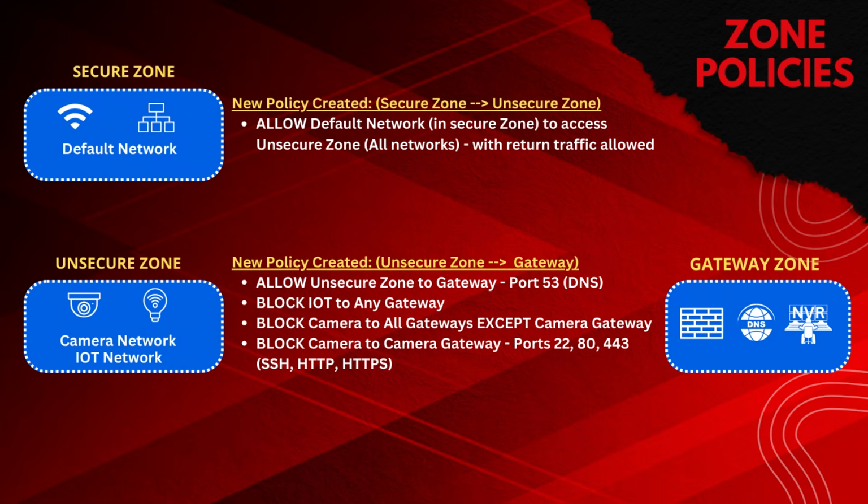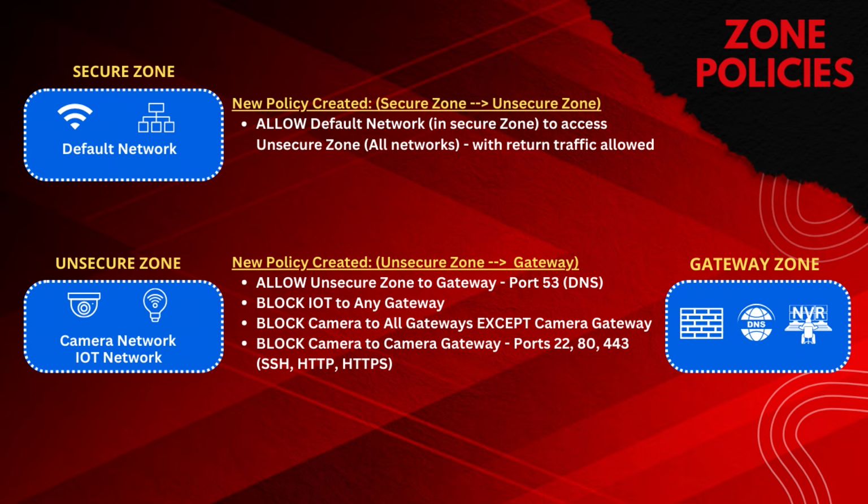And I'm going to show you how easy that is in here, because it really is very easy in these new zone-based firewalls. And then we're going to go down and adjust the unsecure zone to our gateway zone, okay? Right now it's a free-for-all. Everything's got full access. So we want to restrict that and dial it down a little bit. Now we're going to allow the unsecure zone, that means all VLANs in it, to access the gateway on port 53. Remember, our gateway is doing our DNS.